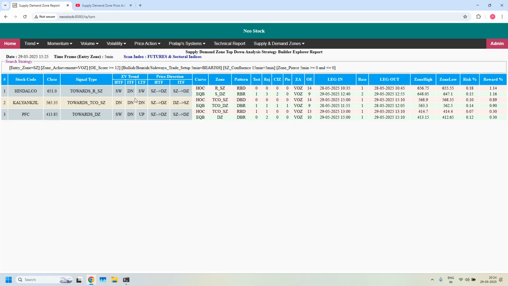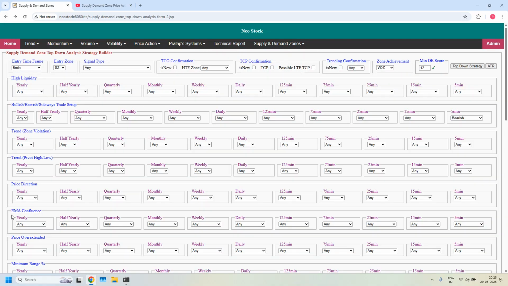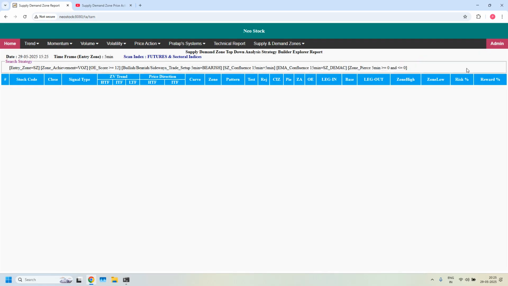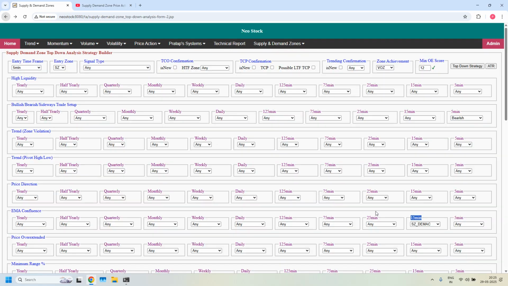Now let's verify, because the 15 minutes trend is a downtrend, let's check if any of the 15 minute supply zones have daily EMA confluence. At 15 minutes time frame, checking 15 minute demand zone, 15 minute supply zone with daily EMA confluence. None of them are having. Okay, fine. Next, let us look into LTF, ITF, HTF supply zone confluence.